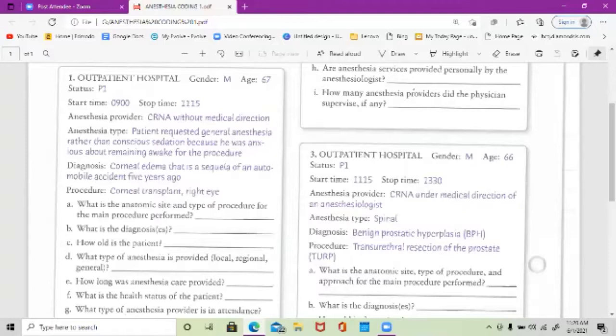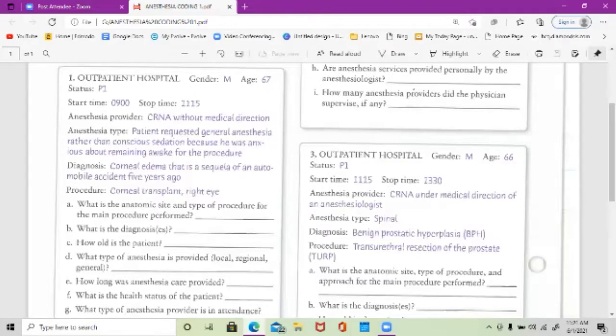Anesthesia type. Patient requested general anesthesia rather than conscious sedation because he was anxious about remaining awake for the procedure. The diagnosis was corneal edema that is a sequela of an automobile accident 5 years ago. Sequela means a condition or a new diagnosis that was caused by something that happened in the past. Don't worry about it right now, but I know that's a weird word and I just wanted to tell you what it meant. Procedure is a corneal transplant, right eye.